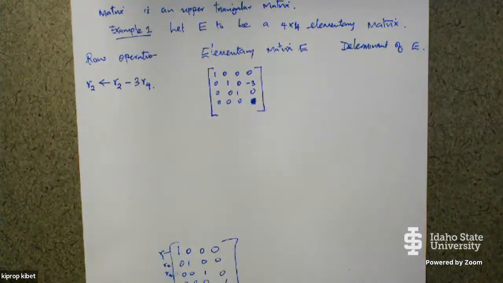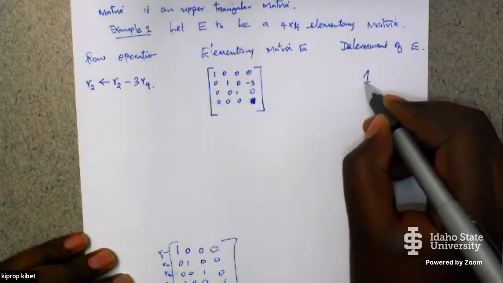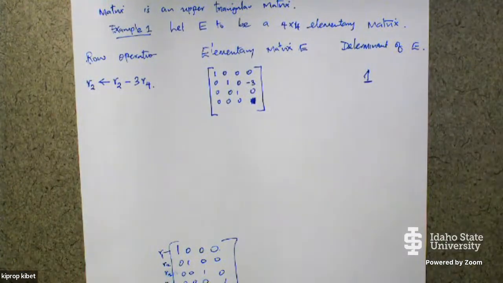Now, what will be the determinant here? Using the previous theorem, we get the determinant by multiplying the main diagonal entries. So the determinant will be equal to 1, because it is 1 multiplied by 1, 1, 1, all of it.